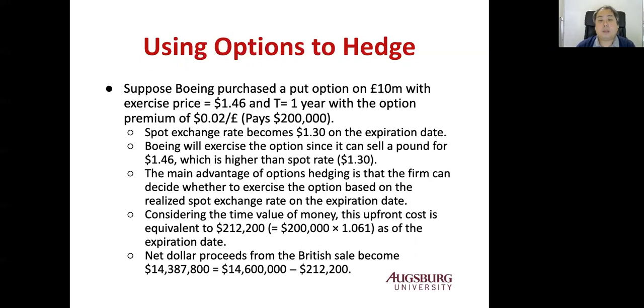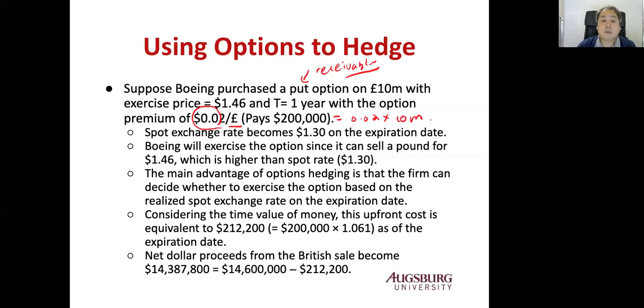So suppose Boeing purchased a put option, because the put option is used when hedging receivables, on 10 million pounds with an exercise price the same as the forward rate, $1.46 per pound. The option premium is 2 cents per pound. Because of that, they pay $200,000, since it's 2 cents times 10 million pounds. So $200,000 is the cost of this option.